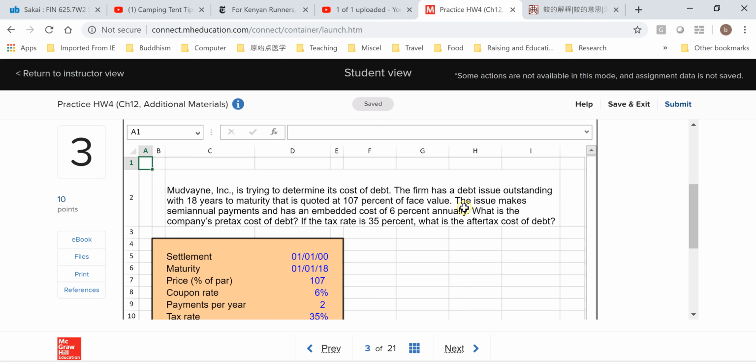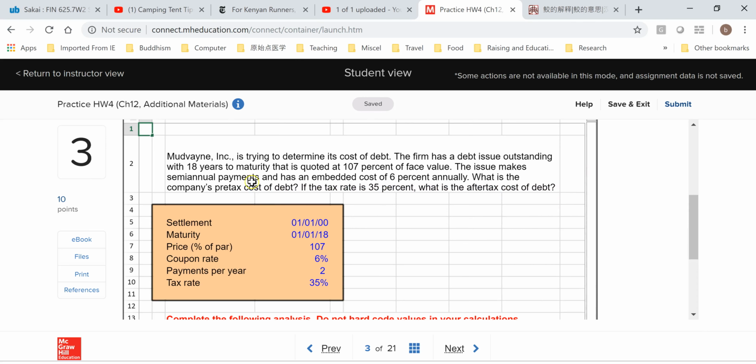The issue makes semi-annual payments and has an embedded cost of 6% annually. What is the company's pre-tax cost of debt? And if the tax rate is 35%, what is the after-tax cost of debt? So the pre-tax cost of debt is simply the yield to maturity. So the focus of this question is actually about how to use Excel to calculate this yield to maturity given the information as in this table here.